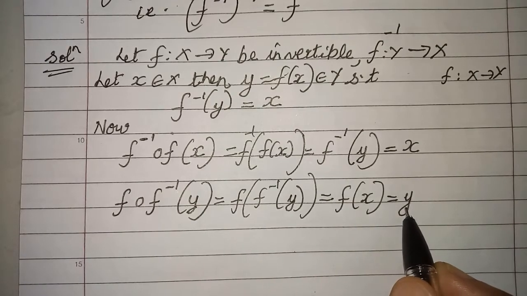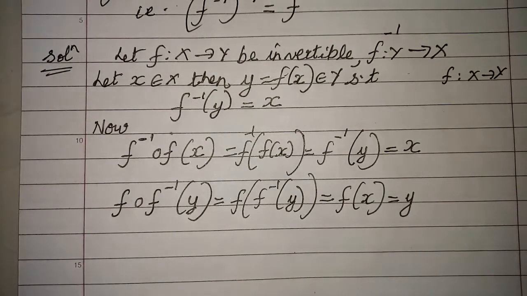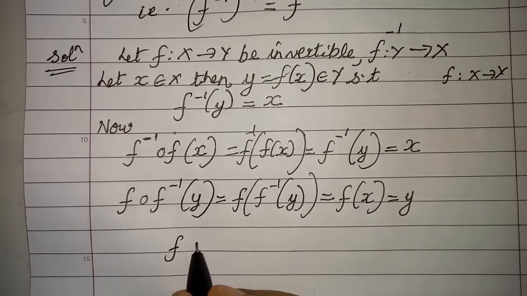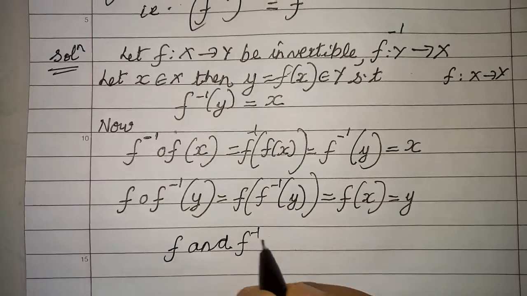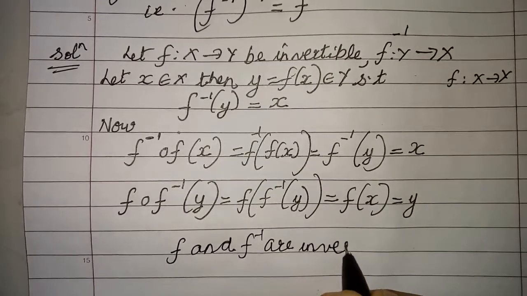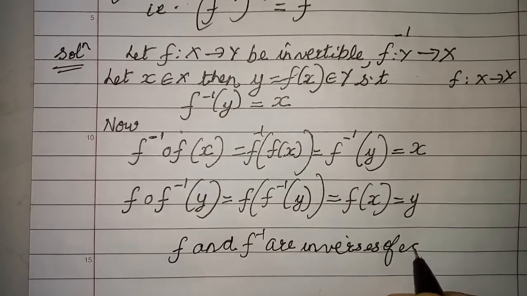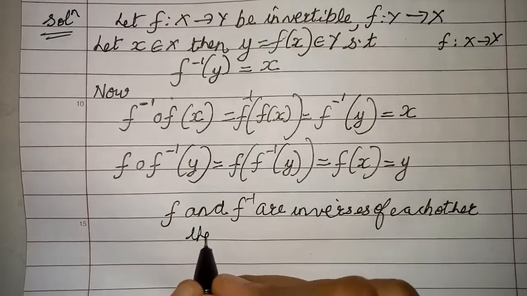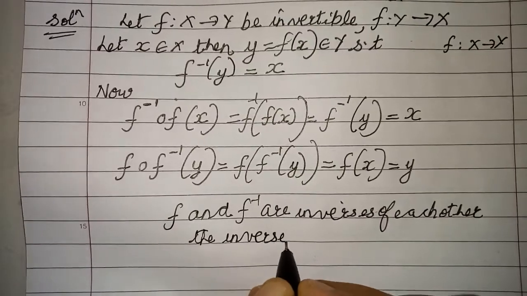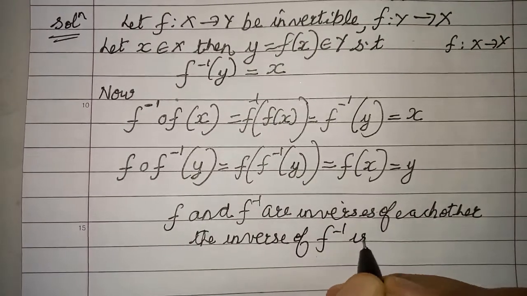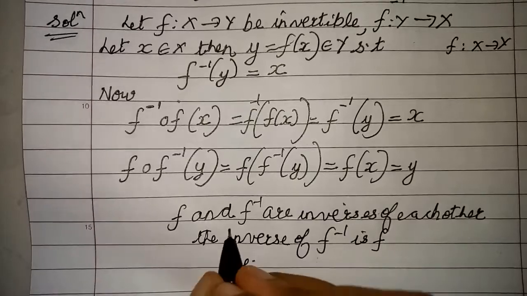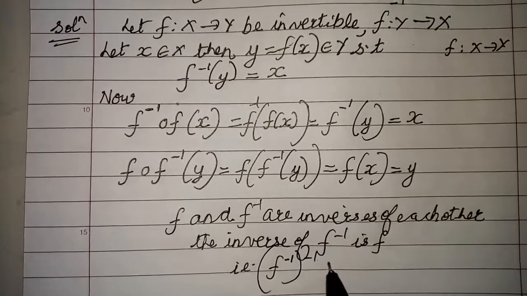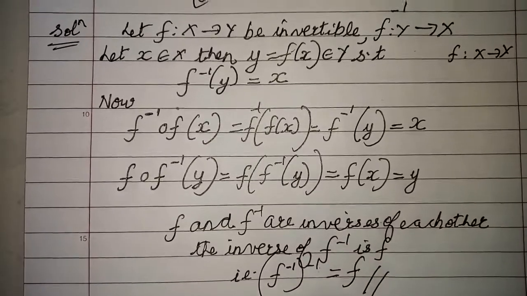So that means f inverse composite f and f composite f inverse, since they are identity functions, they are inverses of each other. So f and f inverse are inverses of each other. Right? So what will happen here? The inverse of f inverse is f. That is what I told you in the beginning. The inverse of f inverse will be f. Is that clear?